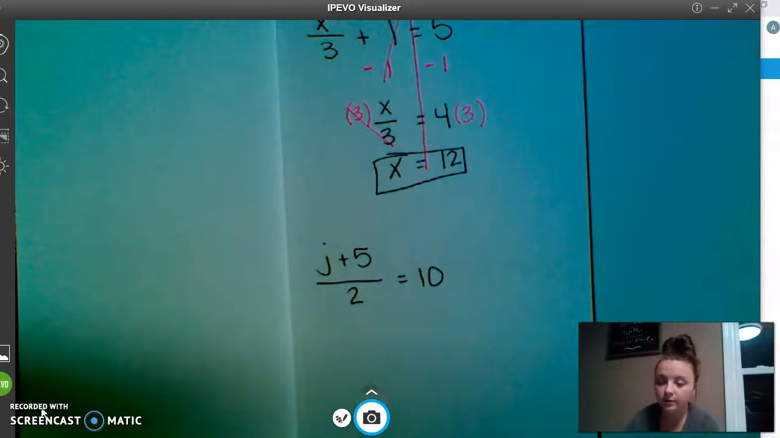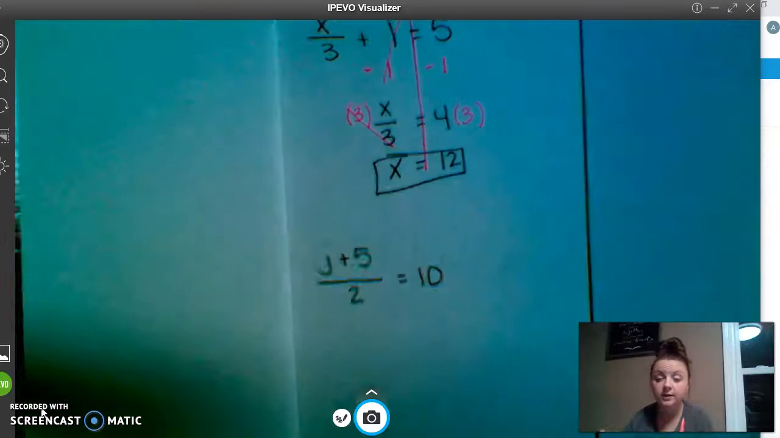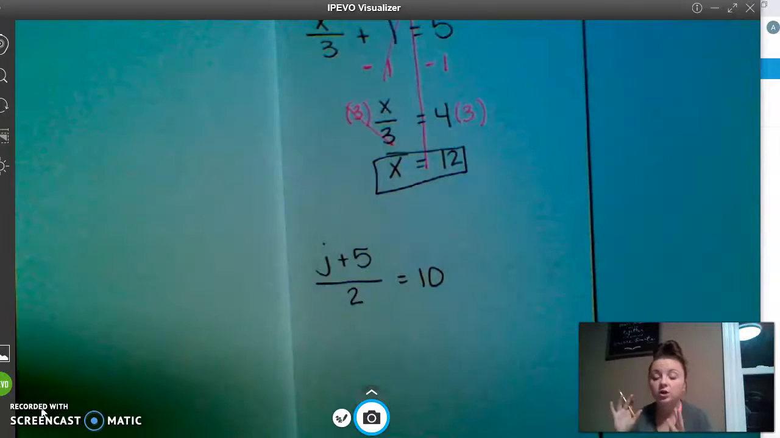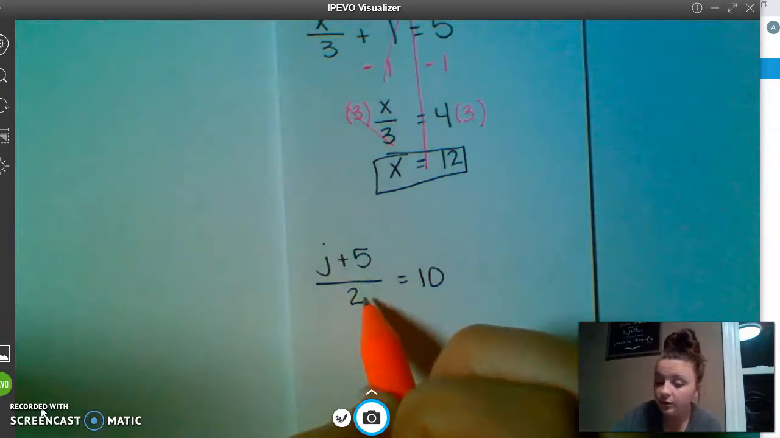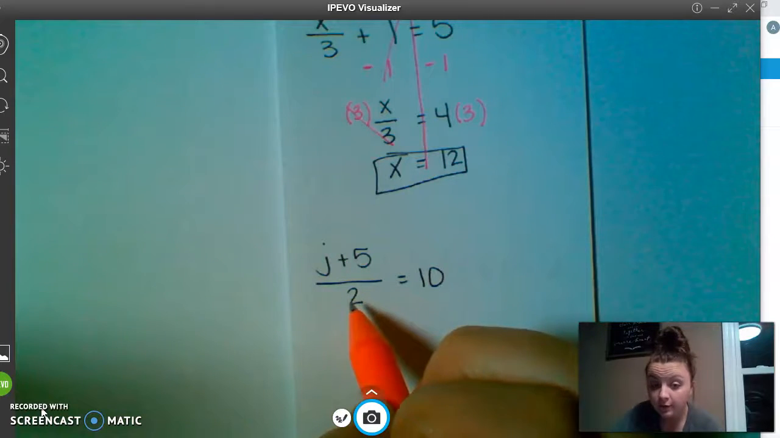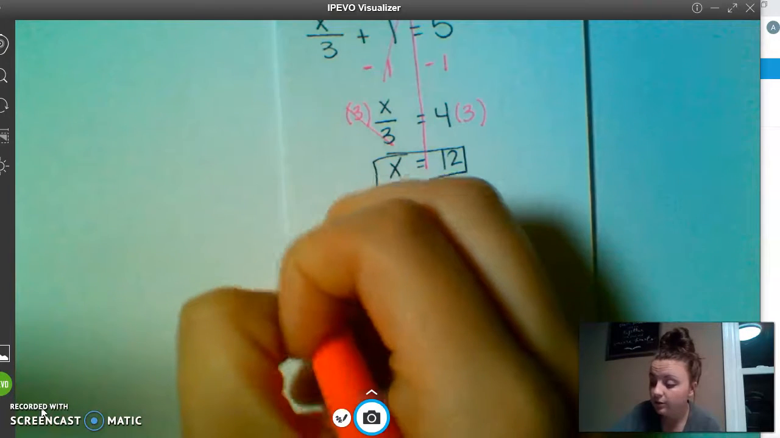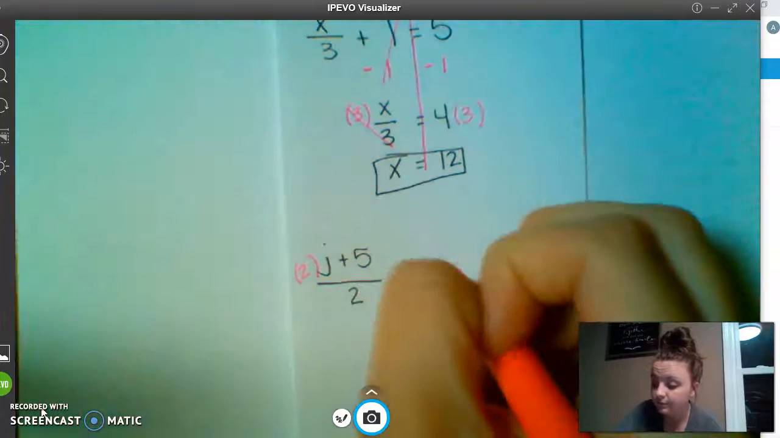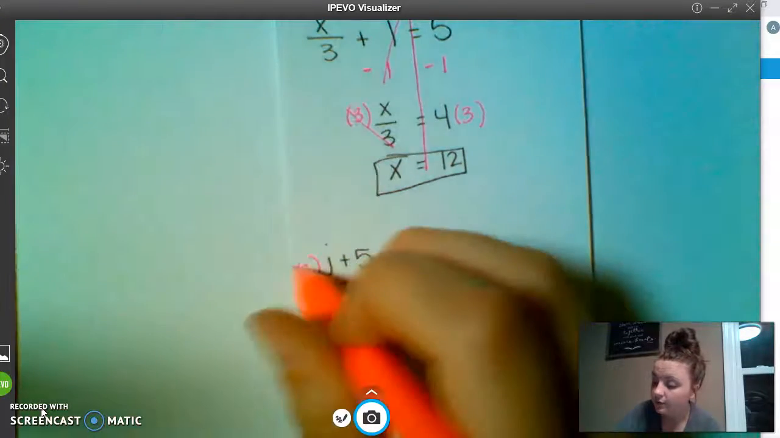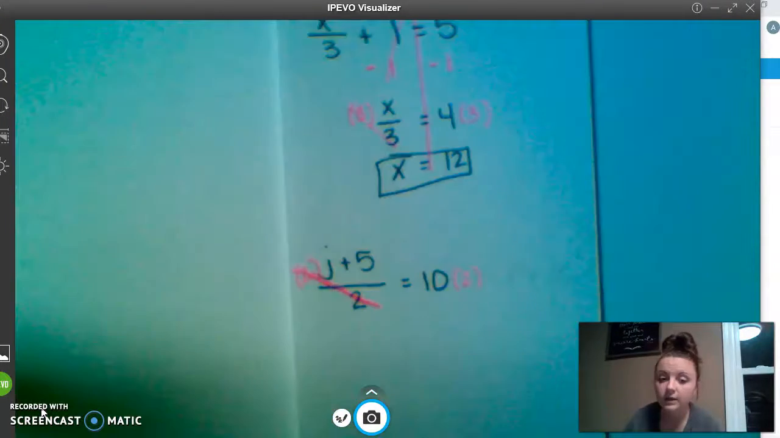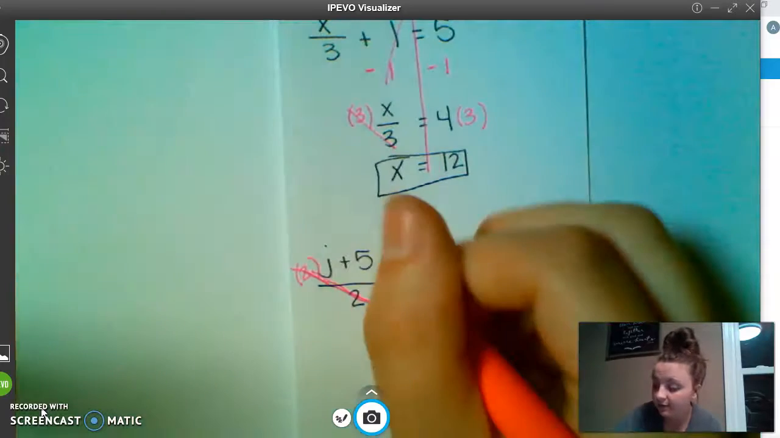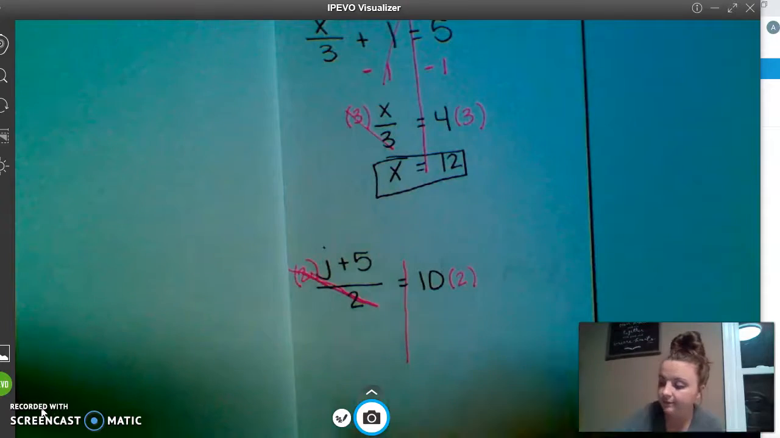Down here, this is different. Remember, this is our held hostage scenario. The j plus 5 are together, and that divide by 2 has them held hostage. So we have to get rid of that divide by 2 before we can do anything to the plus 5. So divide by 2 to undo that, or the inverse, would be multiply by 2 on both sides. The 2's cancel, and we've got j plus 5 left on the left-hand side.